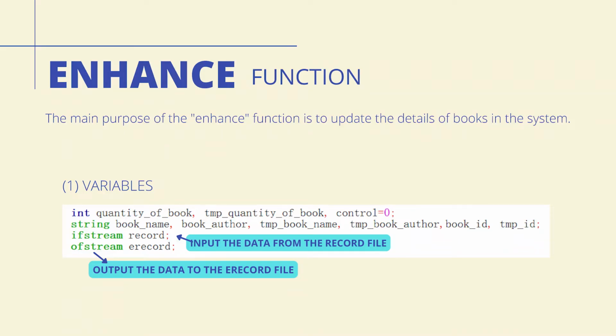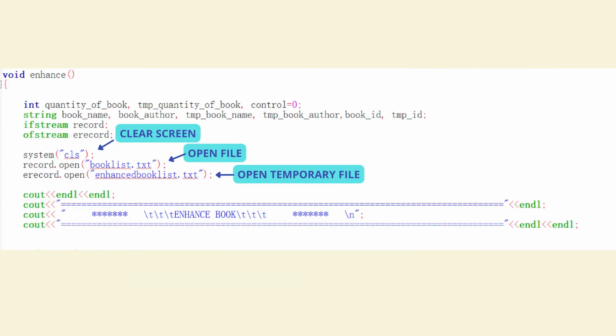Next, what we have is the enhance function, and the main purpose is to update the details of books in the system. These are the integer and string variables we use in the function. We also use ifstream and ofstream to input and output data from and into different files. First, the function will open the original file, which is booklist.txt, and also a temporary file named enhancedbooklist.txt.